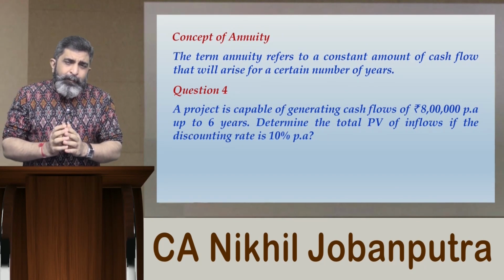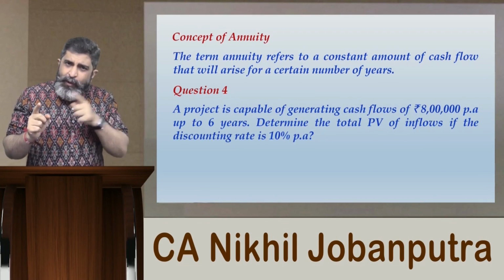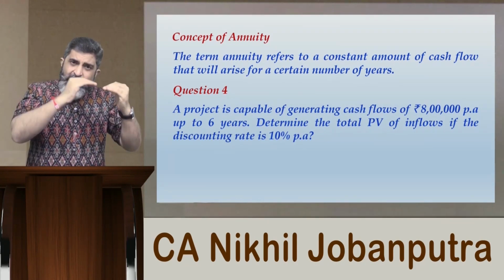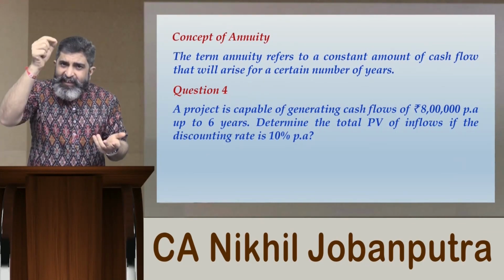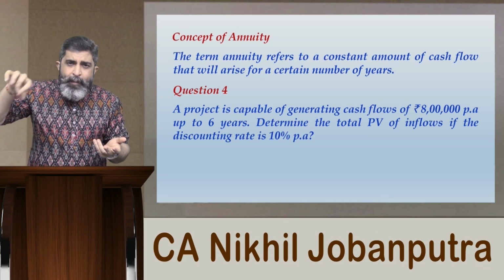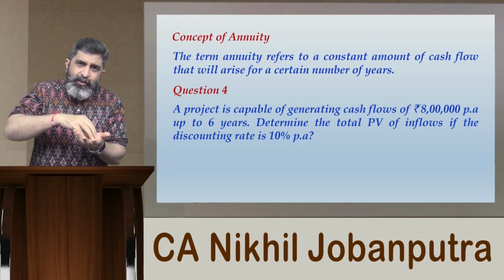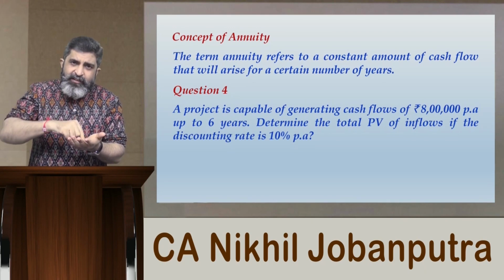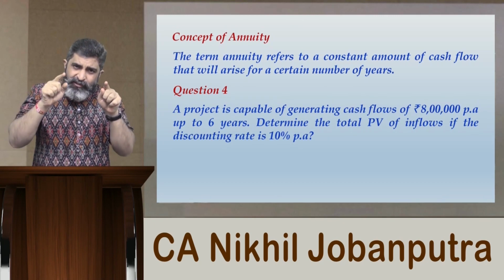Now what happens? Mathematically, if a common amount is getting multiplied to each year's factor and then you are taking the sum total, you can actually go for a shortcut, because 8 lakhs, 8 lakhs, 8 lakhs is a common amount. You take it outside, you first add up all the PV factors, you take the grand total of the PV factors, and to that you directly multiply 8 lakhs. It will make your calculations shorter.